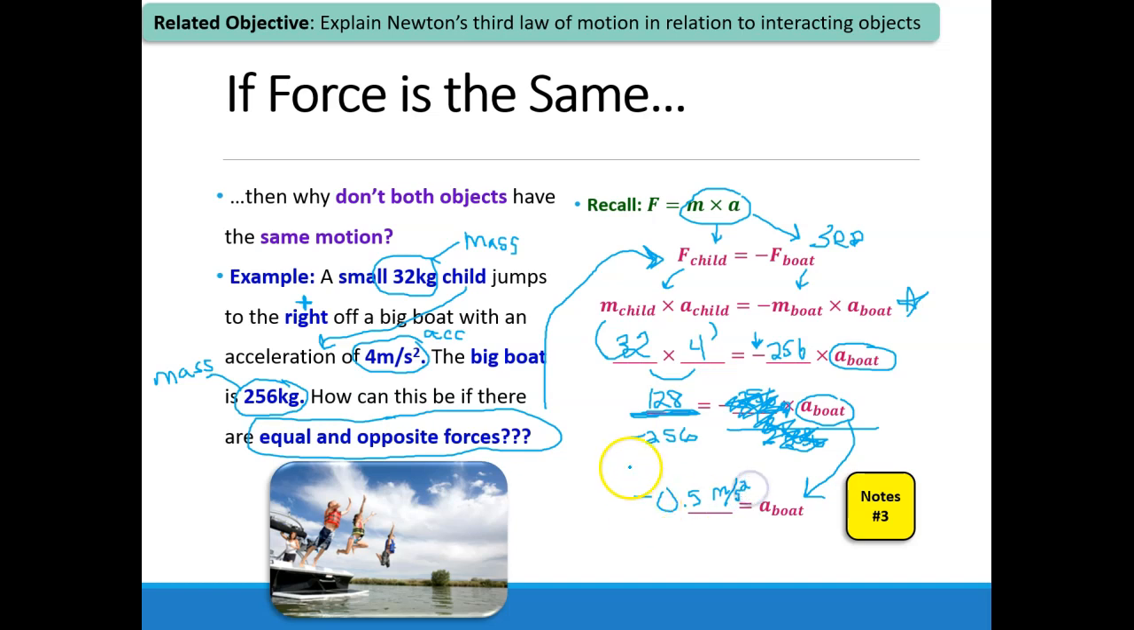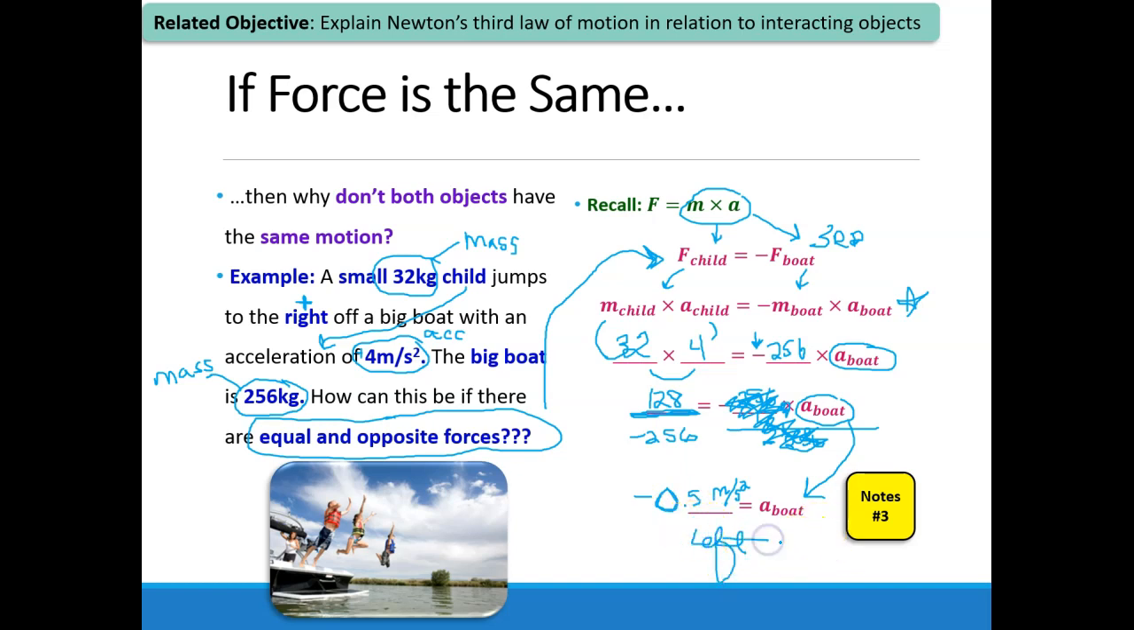Now, what does this negative actually mean? Remember that accelerations can have directions. So our child accelerated to the right with a positive 4 meters per second squared. Our boat, on the other hand, is accelerating in the opposite direction, the negative direction, which means the boat actually goes to the left.